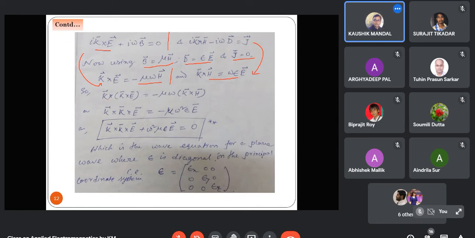Now, if we apply k cross on both sides of this equation, we can rewrite it in this form: k cross of k cross E equals minus mu omega k cross H. Now, from the previous equation, you can put the value of k cross H equal to omega epsilon E. So this equation becomes k cross of k cross E equals minus mu omega square epsilon E. If you rearrange it, it becomes k cross of k cross E plus omega square mu epsilon E equal to 0.